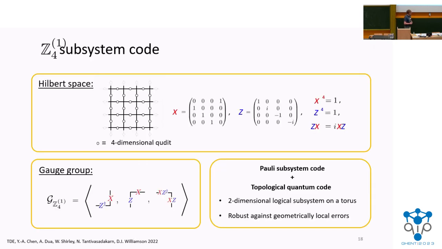This example we're referring to as the Z4^(1) subsystem code because, as we'll see, it's characterized by something called the Z4^(1) anyon theory. The Z4^(1) subsystem code is defined on a square lattice with a 4-dimensional qudit at each site, and its gauge group is given by these two-body Pauli operators. And one can go through the calculations and see that this is indeed a topological quantum code. The logical subsystem has a dimension which depends on the topology of the system.